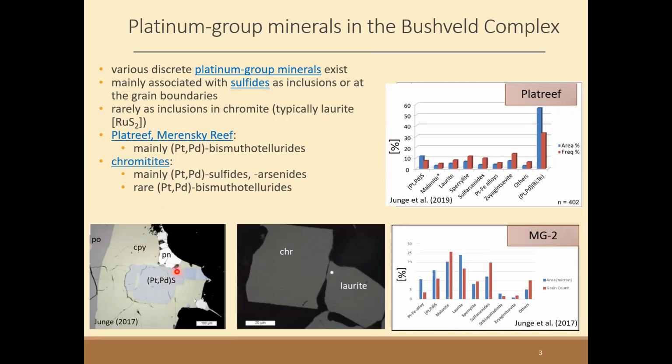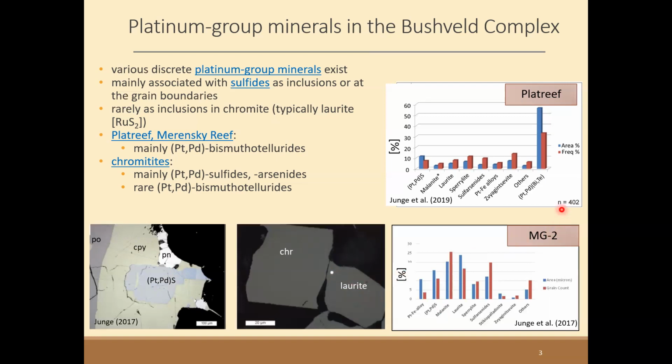You know this from different intrusions as well. But you also find them in rare cases associated with these chromite grains. And this is a particular case for laurite, a ruthenium sulfide, which is mainly associated with the chromite. So this can be found in basically all these chromitite seams, including the chromitite stringers we have in the Merensky Reef.